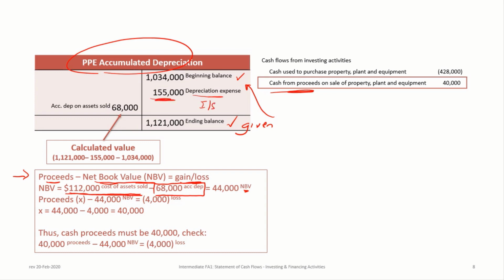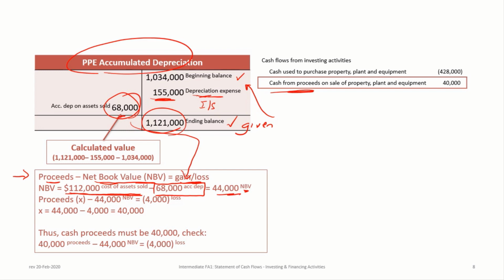And so if we know the beginning and ending balance and we know the depreciation expense, in order to make our T account end up equaling $1,121,000, there must have been something that was a debit transaction. And since an asset was sold, that must be the accumulated depreciation on that asset sold. And so that's where this $68,000 comes in. So our net book value is equal to the $112,000 cost of assets sold less the $68,000 in accumulated depreciation gives us $44,000 in net book value.